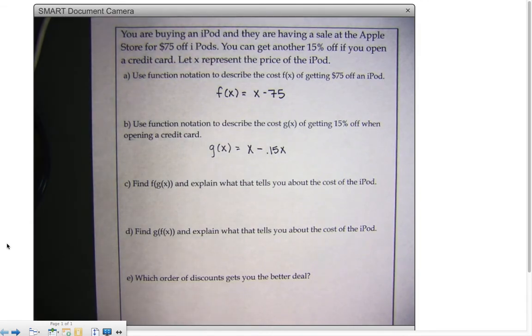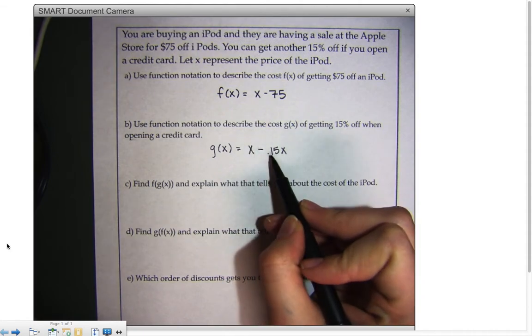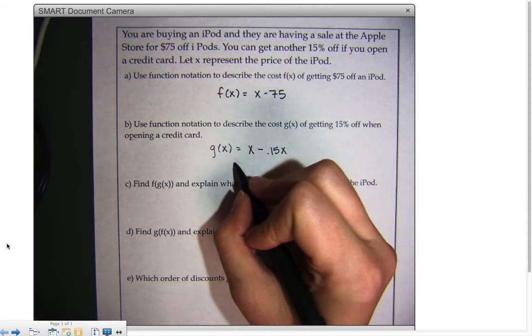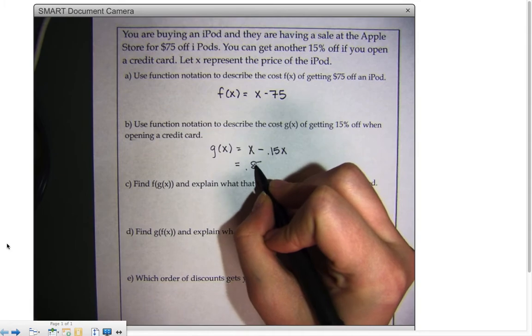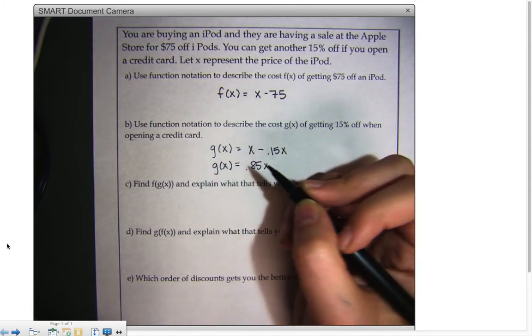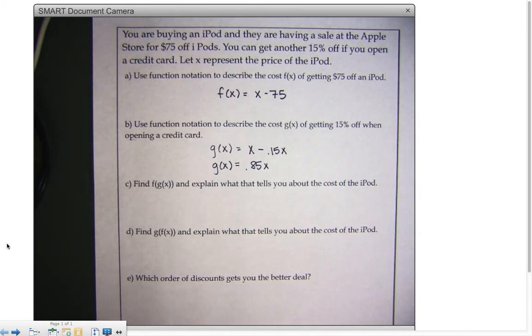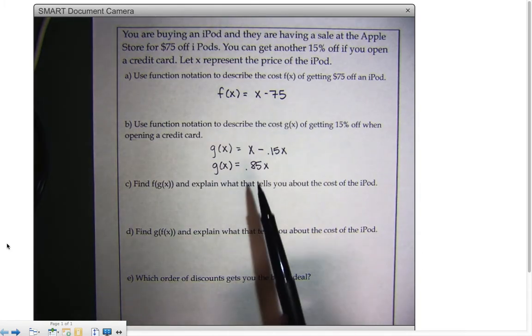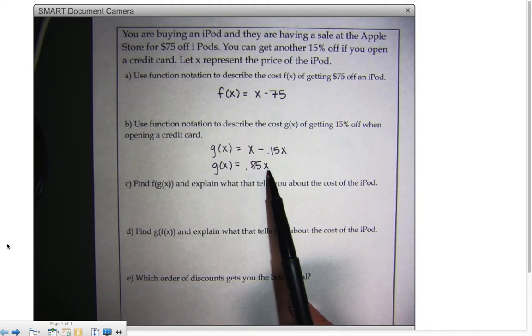So let's combine our like terms. We've got 1x minus 0.15x. So this simplifies to be 0.85x. So let's think about this. If you get 15% off of an item, you're paying for 85% of the item. That's what this is showing.